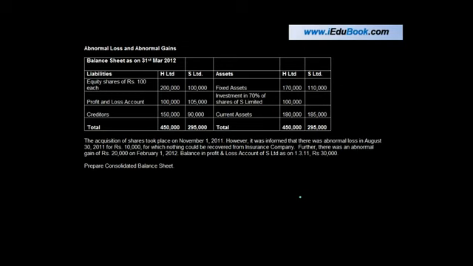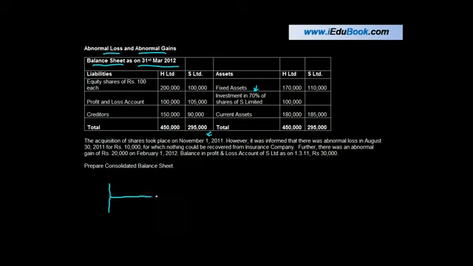Let us now look at a question where we will be doing abnormal loss and abnormal gain, and at the same time also preparing the consolidated balance sheet. Right? So let's read the question. The question deals with abnormal loss and abnormal gain. The balance sheet as on 31st March 2012 is given to you. You have fixed assets, investment in 70% of shares of S Limited, current assets, creditors, profit and loss account, equity share capital. The acquisition of shares took place on November 1, 2011.